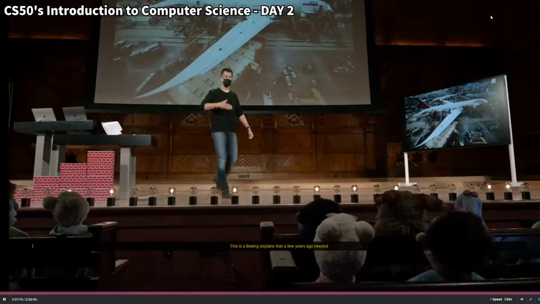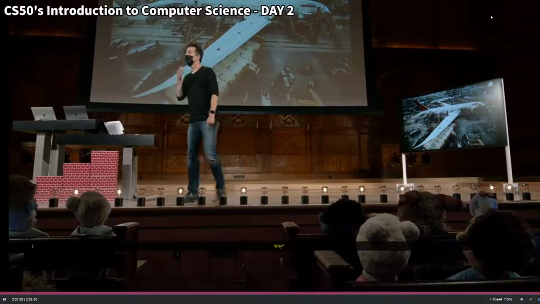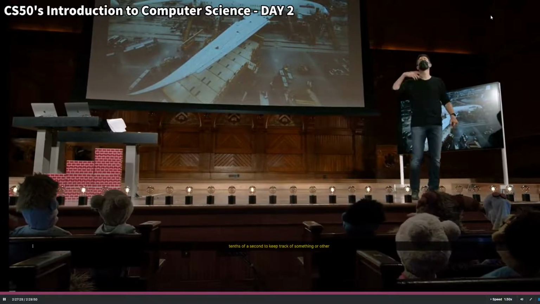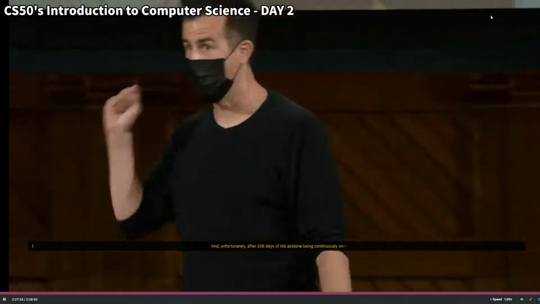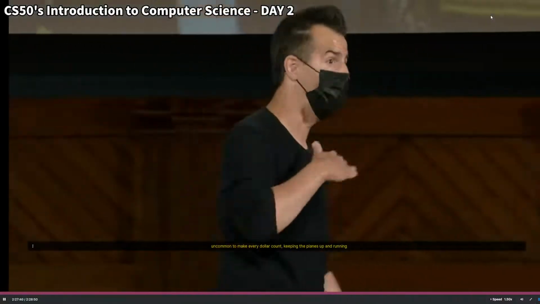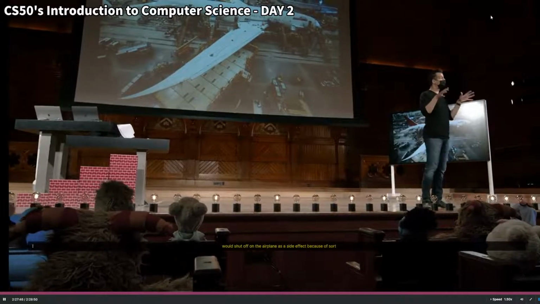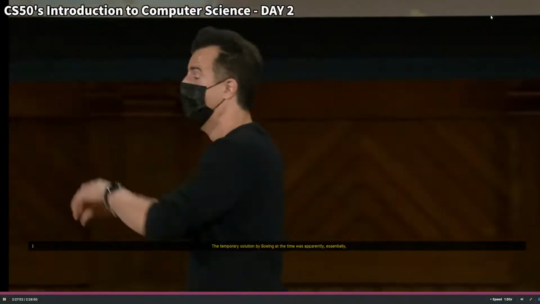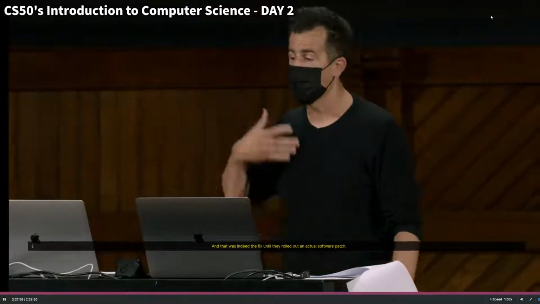This is a Boeing airplane that a few years ago needed to be rebooted after every 248 days. Why? Because the Boeing airplane software was using a 32-bit integer, counting up tenths of a second to keep track of something related to its electrical power. Unfortunately, after 248 days of the airplane being continuously on, which in the airline industry is apparently not uncommon to make every dollar count, the 32-bit number would roll over and the power would shut off on the airplane as a side effect of undefined behavior in that case. The temporary solution by Boeing at the time was apparently, operating system style, well, have you rebooted your plane? And that was indeed the fix until they rolled out an actual software patch.